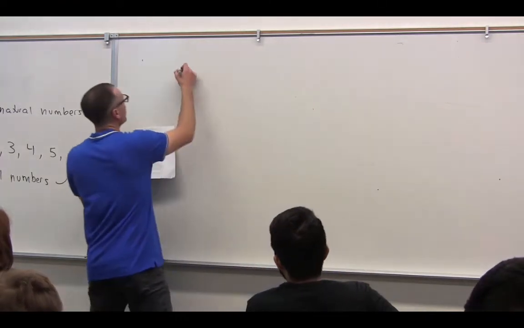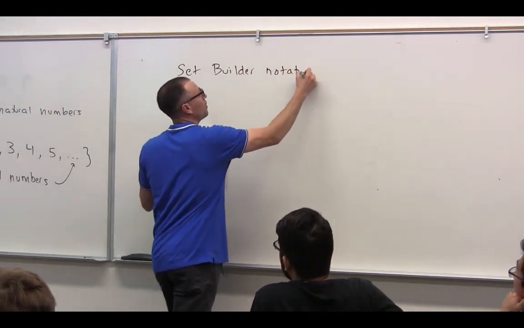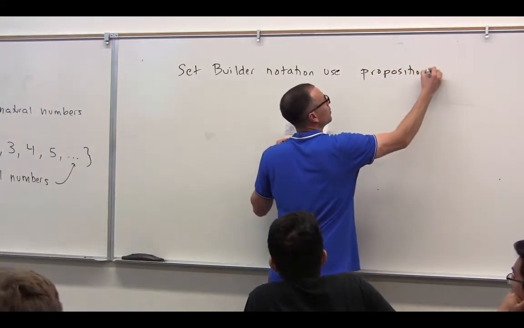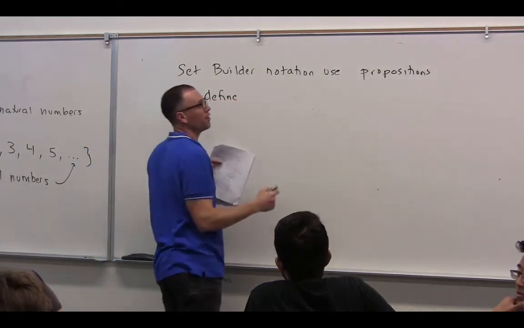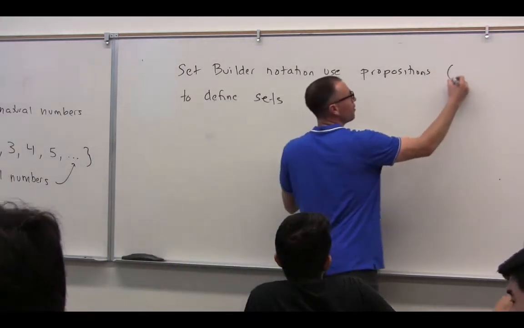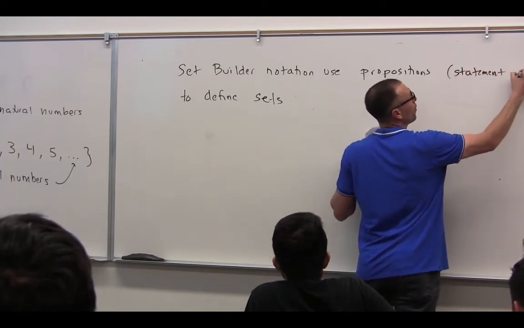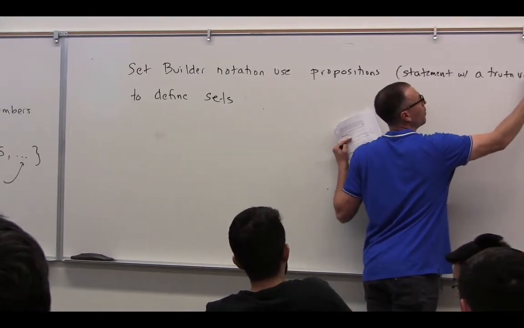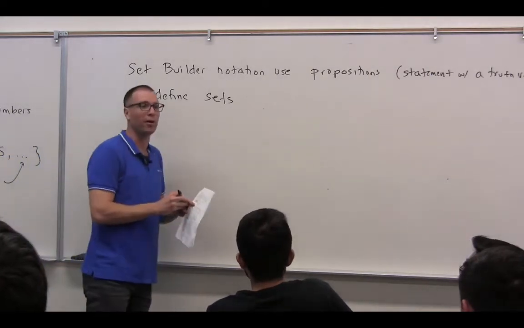So set builder notation uses propositions to define sets. And these are not the type of propositions where you have to go out and collect 500 signatures to get it on a ballot, right? Can you guess what we mean by propositions in math? A statement with a truth value. Okay? 1 equals 5. False. That's a proposition. It has a truth value, right?